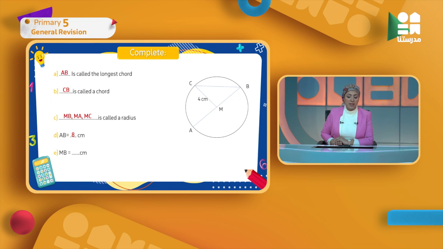Now, letter E, MB. I want to know the length of MB, and MB, MA, and MC are radii. All of them are equal in length. So MB is equal to MC, which is equal to 4 centimeters. Now, let's move to another question.